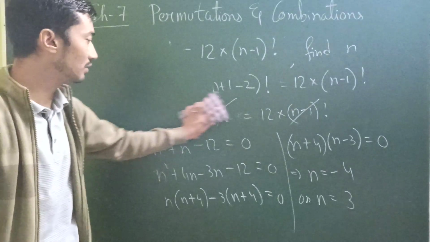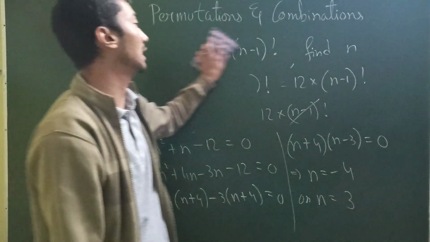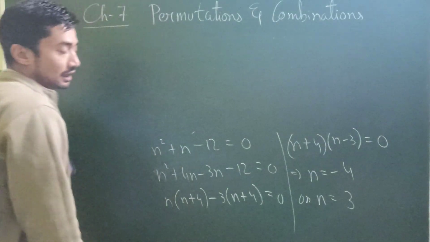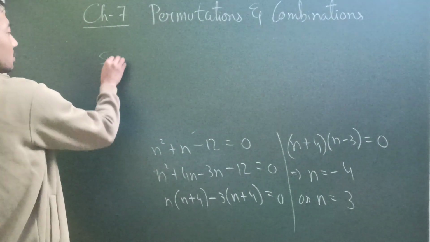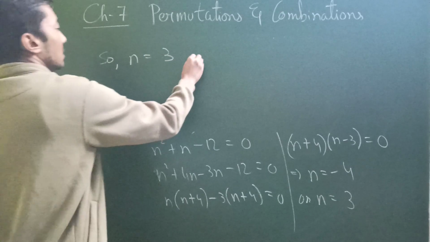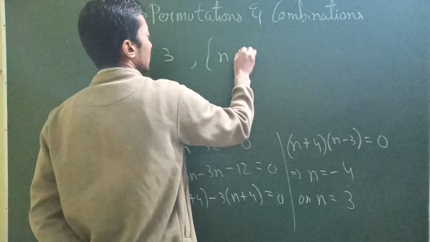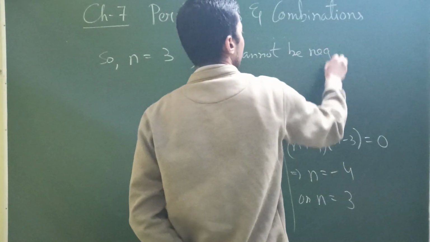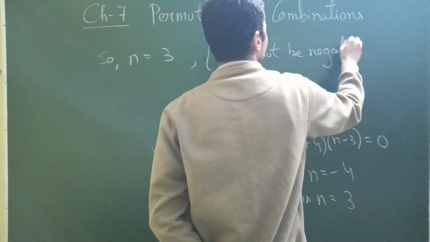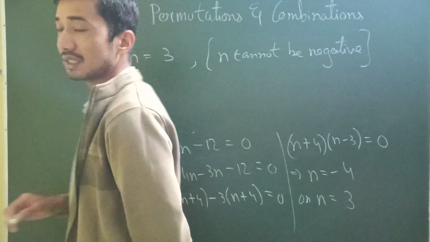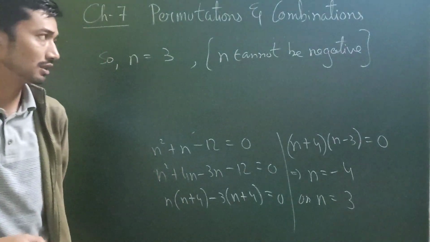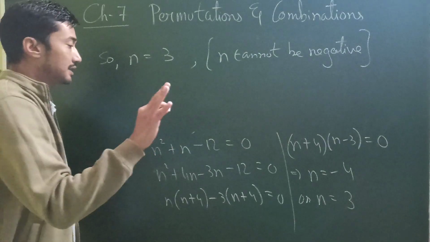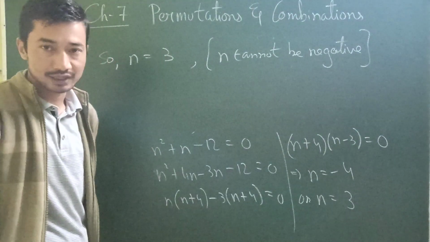Now which one of these values is not going to be valid? One of these values is not going to be valid. So n will be 3. Why? Because n cannot be negative. We have already studied, I just gave you that factorial is not defined for negative values and fractions. So already decided n is equal to 3.